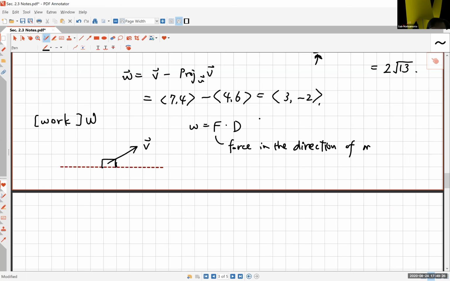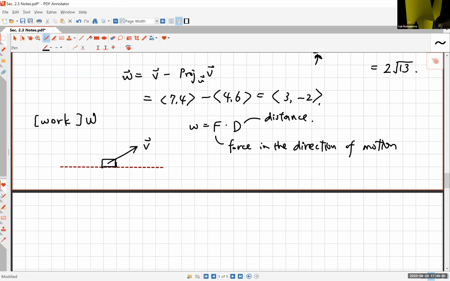All right, D is of course the distance. So when you pull this object like this, and if the object is moving in the direction of V, for instance, if this box miraculously starts to float up in the air in the direction of V, then this would be okay. But that's not what happens.